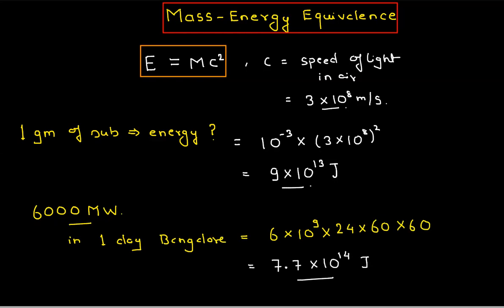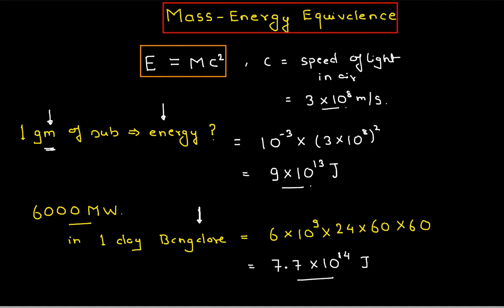So just by converting 1 gram of mass into energy, 1 gram of substance can run the entire Bangalore for almost 24 hours. That is how concentrated the energy in mass is.